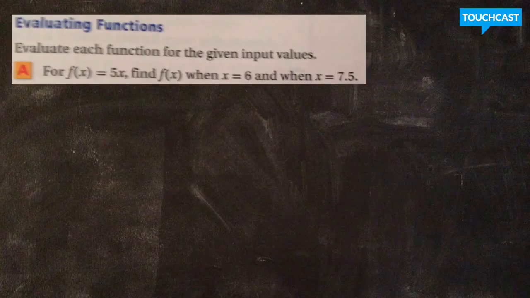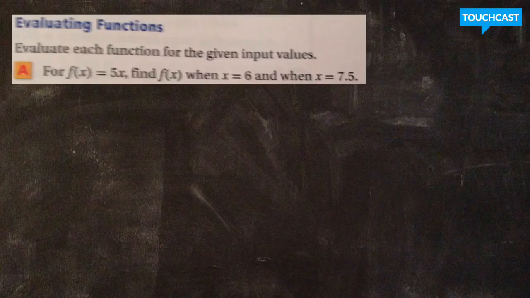So now let's evaluate functions. We're going to evaluate each of the functions for the given input values. We need to take the function f of x equals 5x and find the values of f of x when x is equal to 6 and when x equals 7.5. So let's start by finding the value of f of x when x equals 6. We are going to start by substituting 6 in for x.